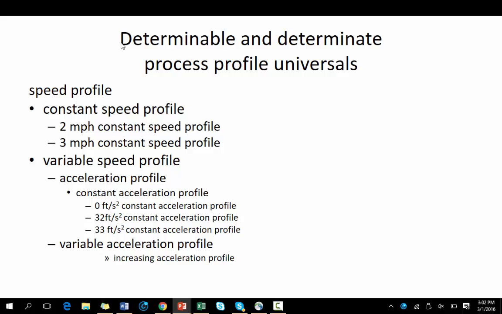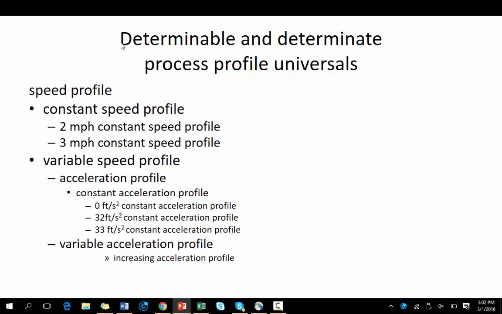So this is an example for process profiles. We have the speed profile of a movement, and one subtype of speed profile is a constant speed profile, and then a subtype of that would be a 2 miles per hour constant speed profile. But another subtype of speed profile is a variable speed profile. Now, one way of dealing with variable speed profile would be to treat it as a constant speed profile followed by a different constant speed profile followed by another different constant speed profile. But we can only do that with stepwise variation in speed, which is very hard to obtain with finite powered engines.